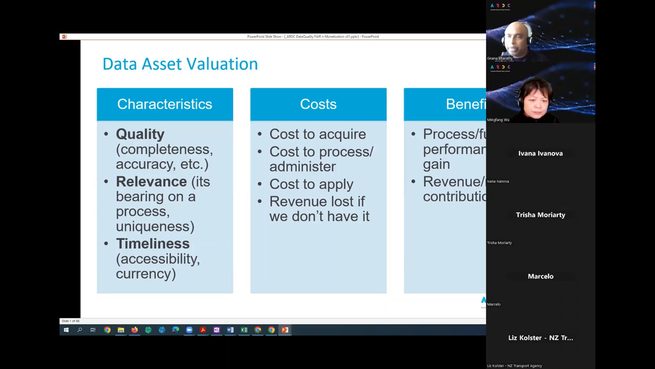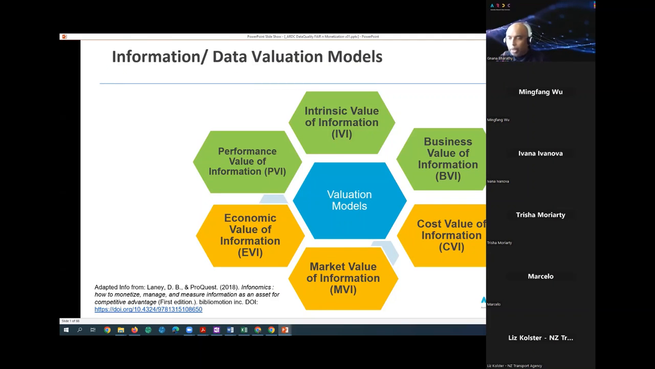But they also propose three other valuation models that are based on economics and finance. One is the cost value of information, the market value of information, and the economic value of information. Intrinsic value is about how good and easy to use this data is versus how likely others might have it. So what is the intrinsic value of this?